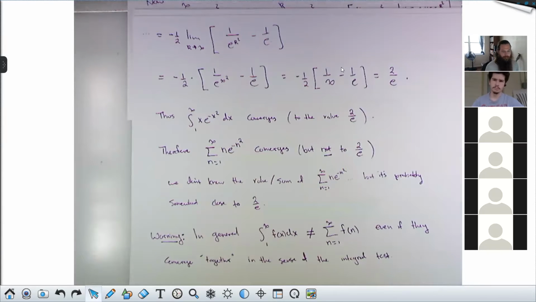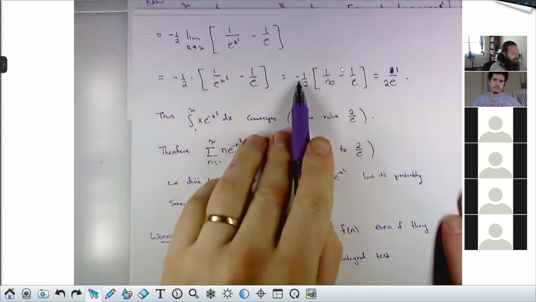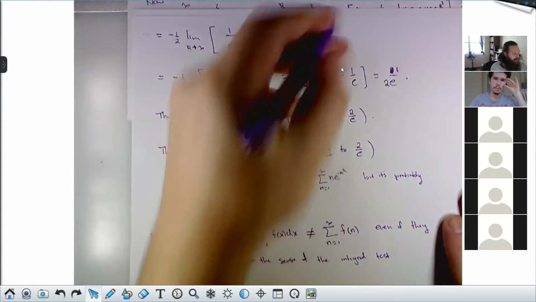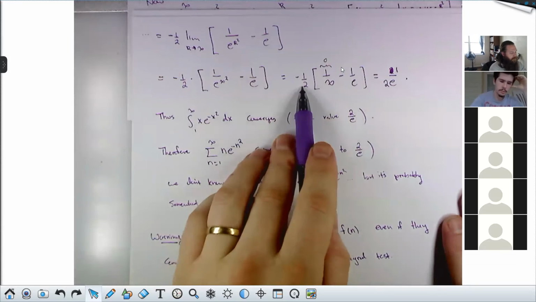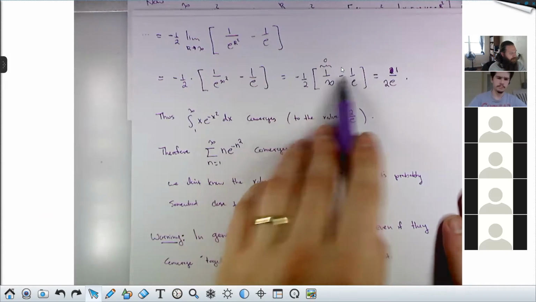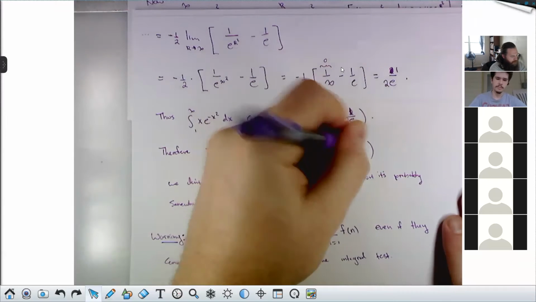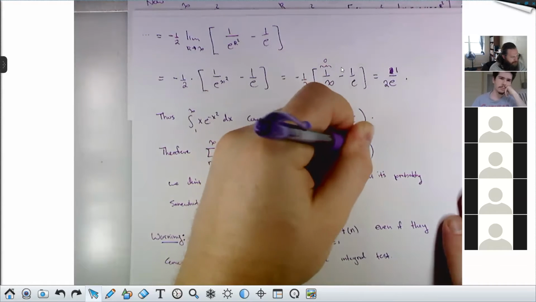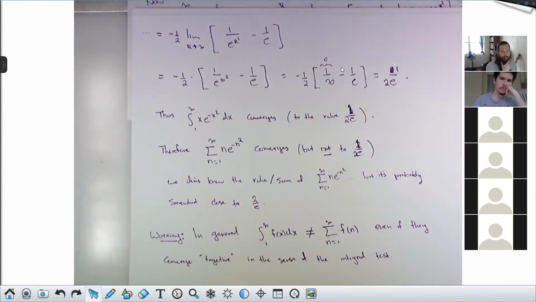Question. How'd you get 2 over e from that multiplication? No, you're right. I'm sorry. It should be 1 over 2e. So I distributed the -1/2 here. This piece is 0. This piece is -1 over e. So when I distribute this, this piece is 0, and this becomes positive, and then 1/2 times 1 over e is 1 over 2e. Thank you, thank you. Sorry about that.